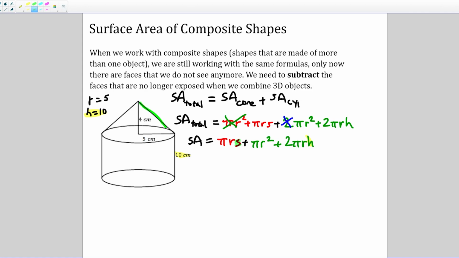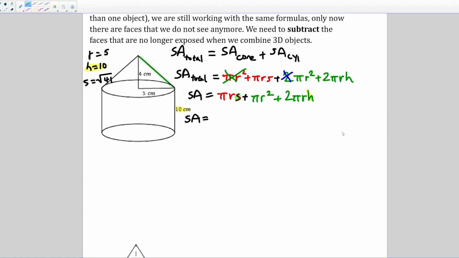For the interest of time, I will quickly tell you guys that this slant height is actually equal to the square root of 41. So you can go ahead and try that out on your own time, but just to save myself a bit of time here, I'll tell you guys right away. So I'm just going to plug all of my numbers into my formula.